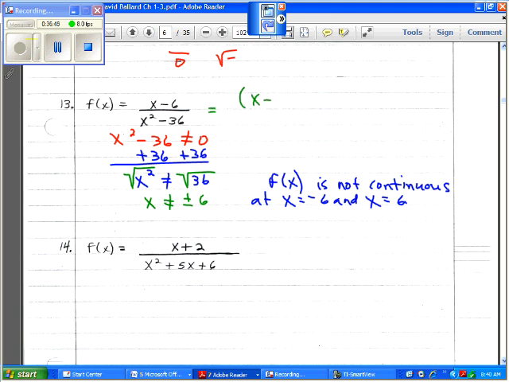In the numerator, we have an x minus 6. The denominator is the difference between x squared and 6 squared, which is 36. So it factors into the binomial conjugates, x plus 6 times x minus 6. We have a common factor of x minus 6, which cancels. And so my g function that's equivalent to my f function in all points but 1 is 1 over x plus 6. So which of the two discontinuities did we remove?